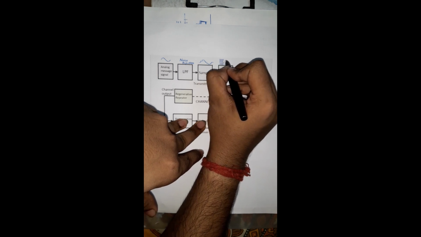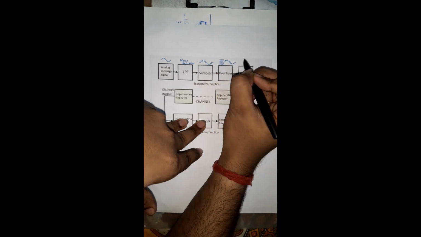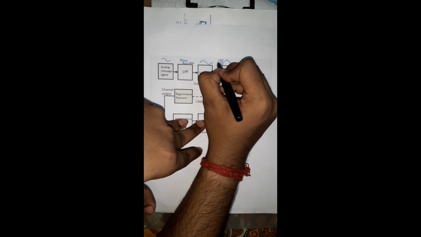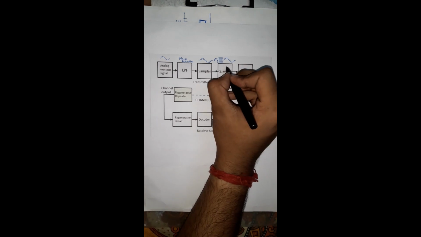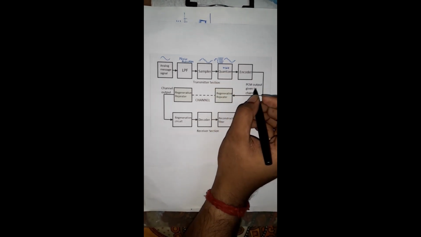Within those levels, the number of levels is defined by 2 to the power n. What is 2 to the power n? Here n is the number of bits of the quantizer, how many bits the quantizer has, say a 3 bit quantizer. Now the encoder.